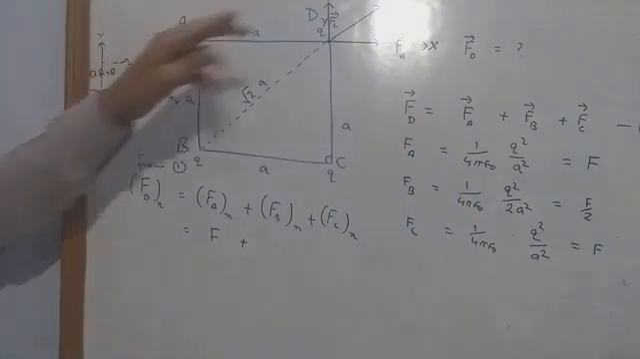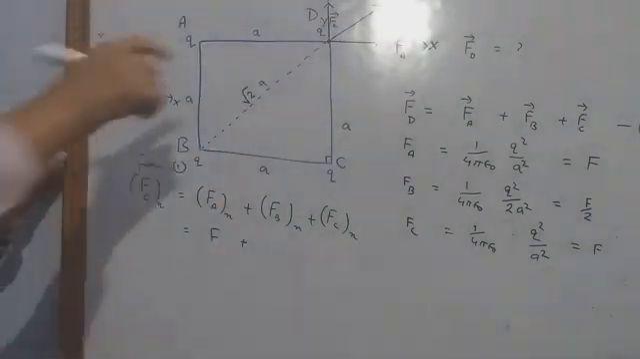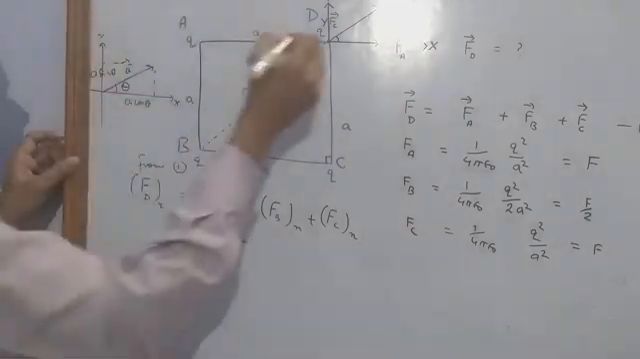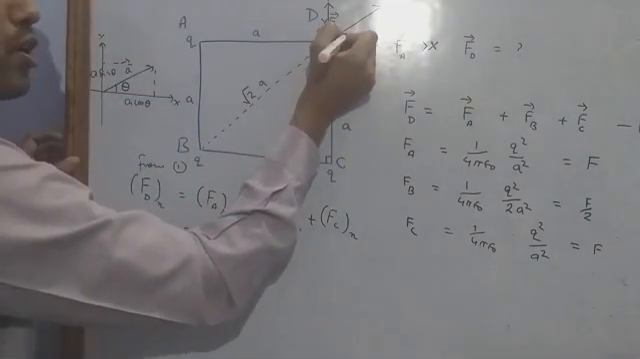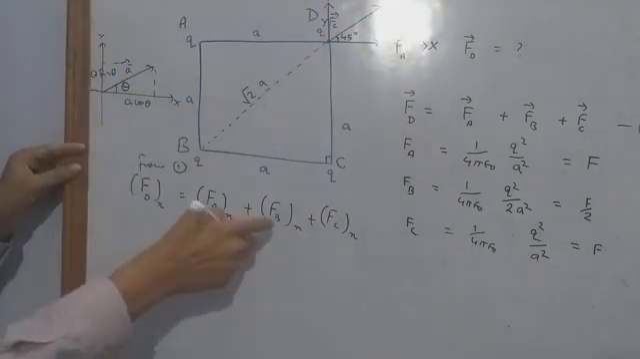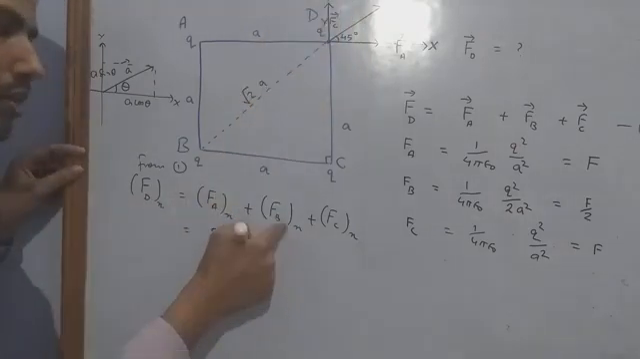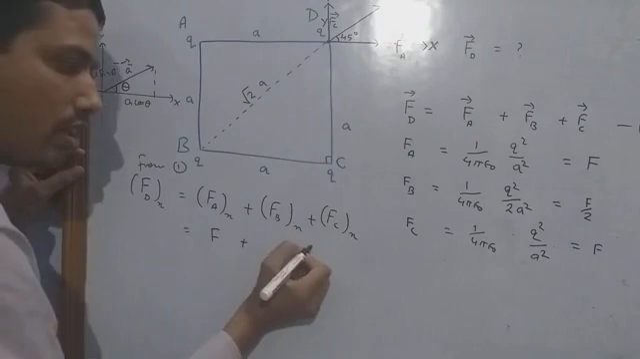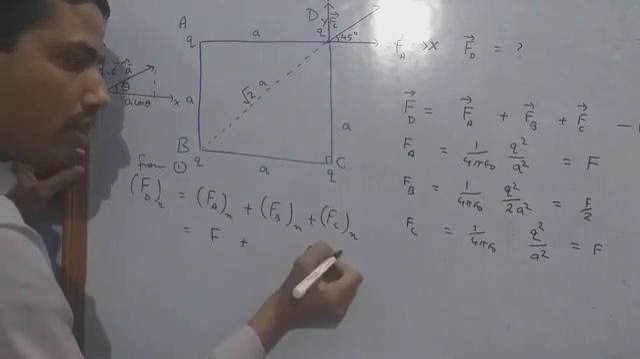Fb, what about Fb? Fb is inclined to the x-axis. Can you guess what this angle is? Geometry says it must be how much? 45 degrees. The x component of the Fb vector will be its magnitude times cos of this angle, that is cos of 45 degrees.